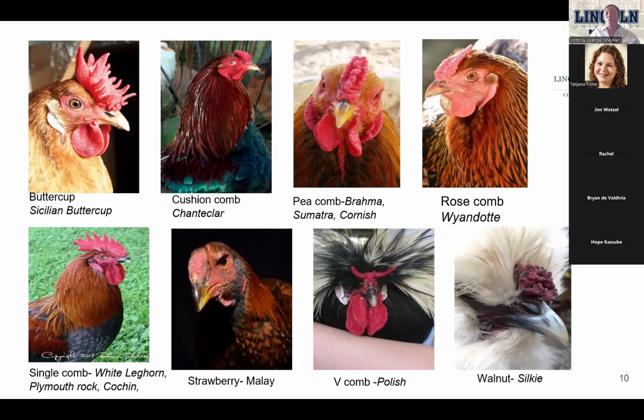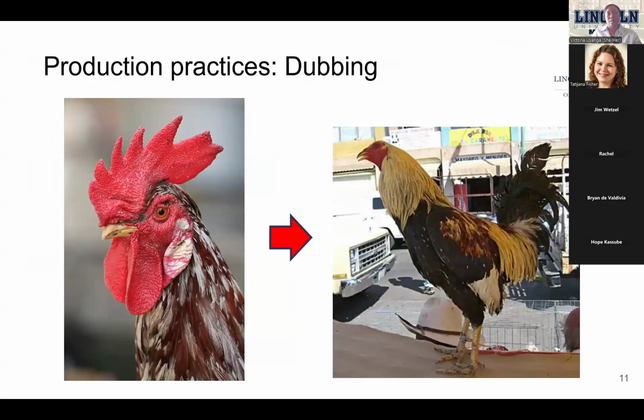So the comb is a very prominent feature that you'll find on the head of your chicken, and these are just the common types of combs. But then in production practice, this might not be typical here in the US, but in some places we have a management practice known as dubbing. And with dubbing, this includes trimming of the comb and sometimes the wattle. This can be done to reduce aggressiveness in birds or minimize fighting, and also as a way to prevent frostbite in cold environments.